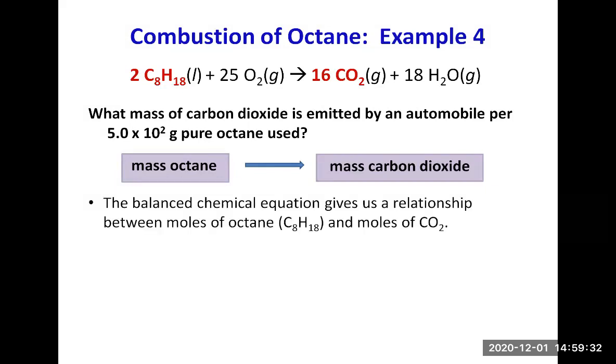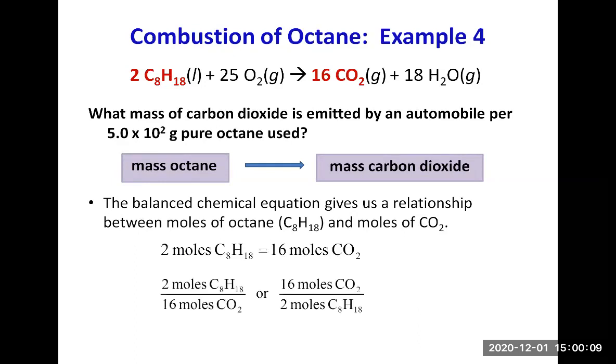So the balanced chemical equation gives us a relationship between the moles of octane and the moles of carbon dioxide, not between the masses. So to go from mass of octane to mass of carbon dioxide, we will need to go through moles, because we can only change the moles of octane to moles of carbon dioxide. We cannot change the grams. So we will need this mole ratio that says that, from the chemical equation, 2 moles of octane will produce 16 moles of carbon dioxide. And so that will lead to 2 different conversion factors.